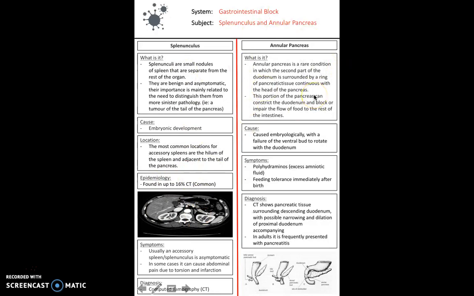Annular pancreas, this is a rare condition where the second part of the duodenum is surrounded by a ring of pancreatic tissue continuous with the head of the pancreas, so it almost strangulates the duodenum. So it constricts the duodenum and blocks or impairs the flow of food for the rest of the intestines.